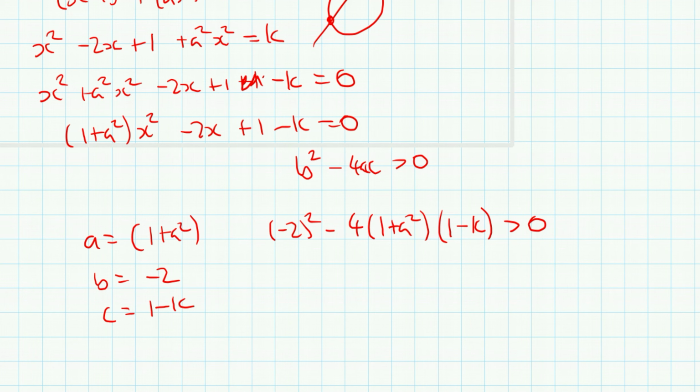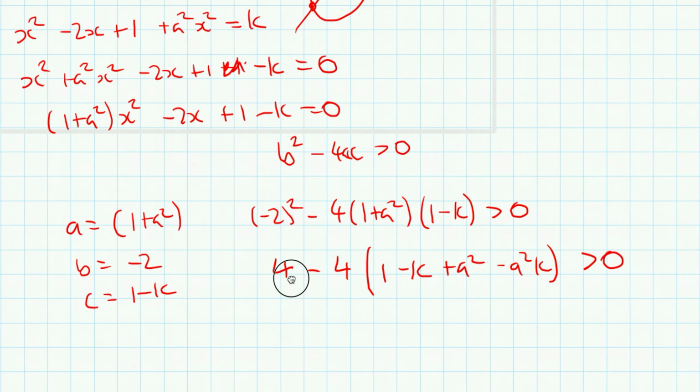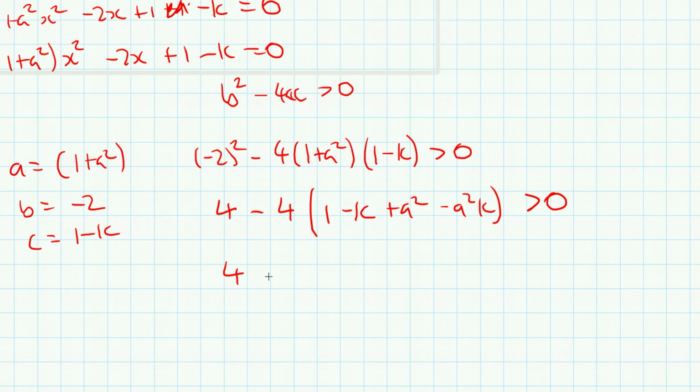From here, we are going to expand our terms. So it becomes 4 minus 4 times, bracket, 1 times 1 is 1, 1 times minus k is minus k, a squared times 1 is plus a squared, and a squared times minus k is minus a squared k, is greater than 0. Then we can expand out our bracket, so it becomes 4, minus 4 times 1 is minus 4, minus 4 times minus k is plus 4k, minus 4 times a squared is minus 4a squared, and minus 4 times minus a squared k is plus 4a squared k, and all this is greater than 0.